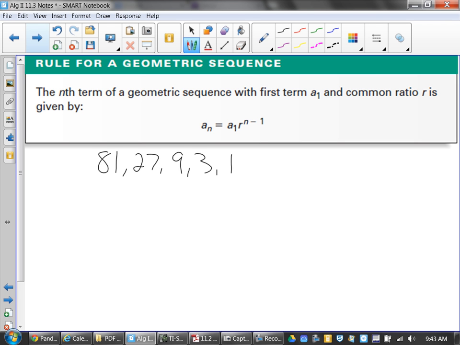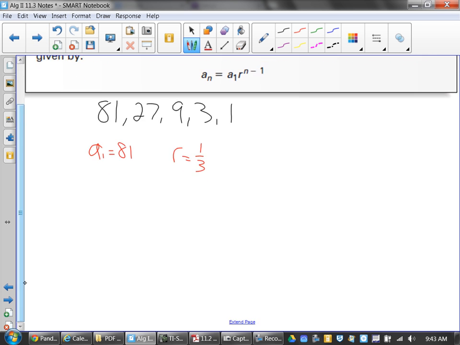And you're not combining like terms or anything here. It's very, very easy to write this out. So in this example that we just did, what was your first term? 81, good. So your first term is 81. We already discussed what our ratio was. It was 1/3. Now in order to write out your nth term rule, all we do is substitute in. a sub n is first term times the ratio to the n minus 1. That's it.